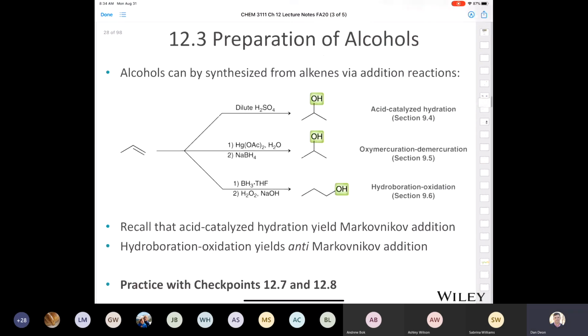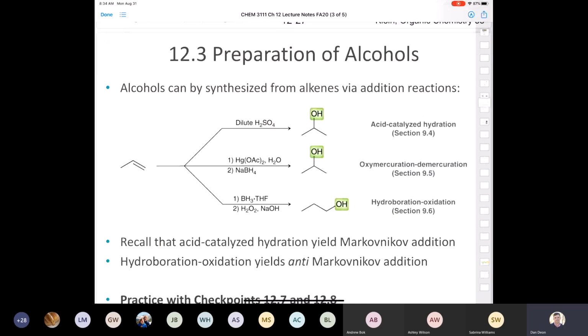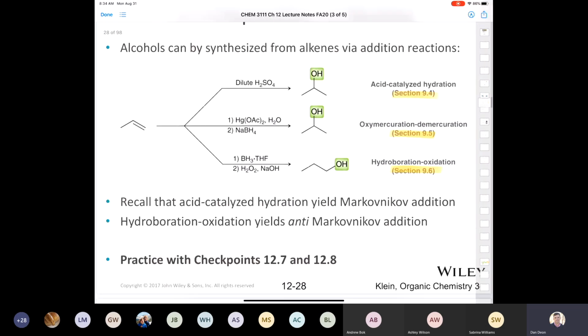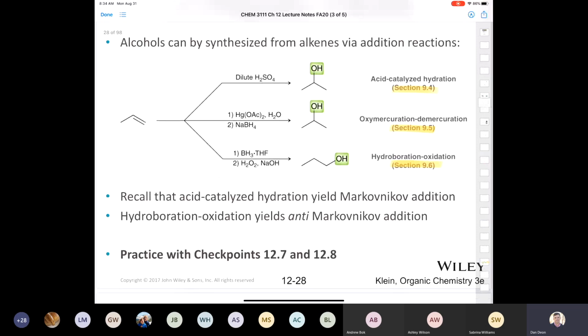Let's move on and take a look at these reactions. Again, these are all review. You can even see where you would find all of these reactions, over here, 9.4, 9.5, 9.6. In fact, we even looked at these reactions last week, so I won't spend a ton of time on this. But it says here alcohols can be synthesized from an alkene.